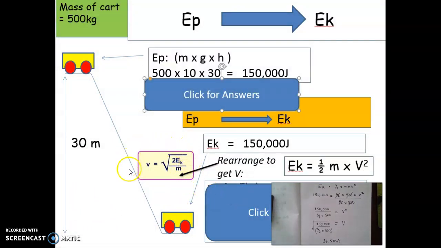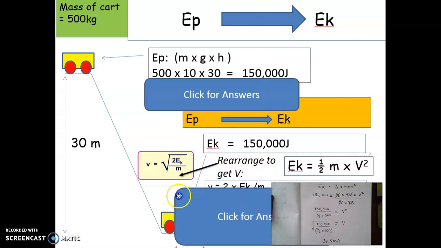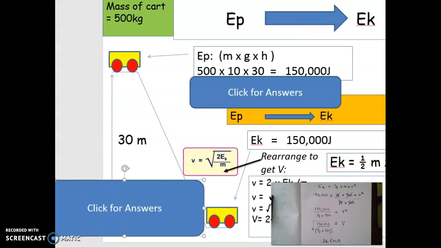The other way of doing it is just to use the equation rearranged already, if you remembered that instead. So let's drag that away, and there we've got the same answer, just putting it in the other way round using that.